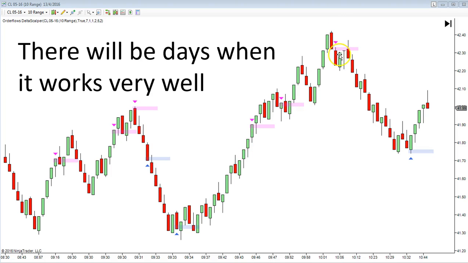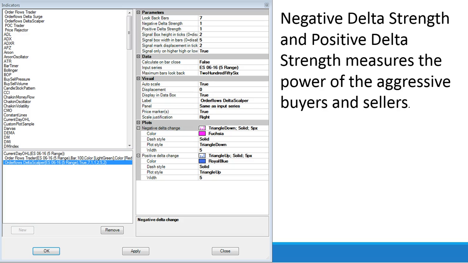Here it's giving you a sell. Here's a nice buy. Here's a beautiful sell. Here's a nice buy. You have to have stops. There's no way around it. You have to have stops in the market. You want to limit your risk. Every trader should use stops in the market. So, let's talk about some of the settings real quick.